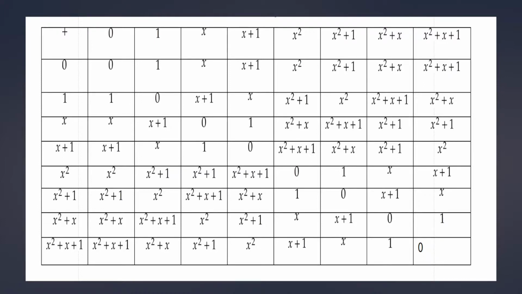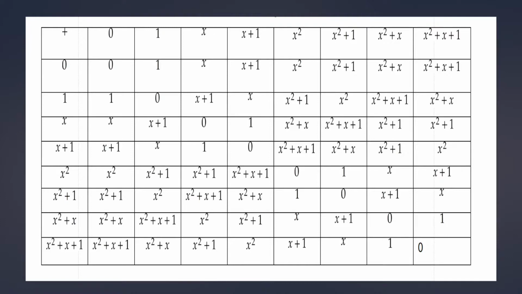And when it comes to 1, 1 plus 0 is 1, 1 plus 1 is 0, 1 plus x is x plus 1, 1 plus x plus 1 is x. Why is this so? Because it is over Z2 and therefore 1 plus 1 will become 0, and therefore we are left with only x.